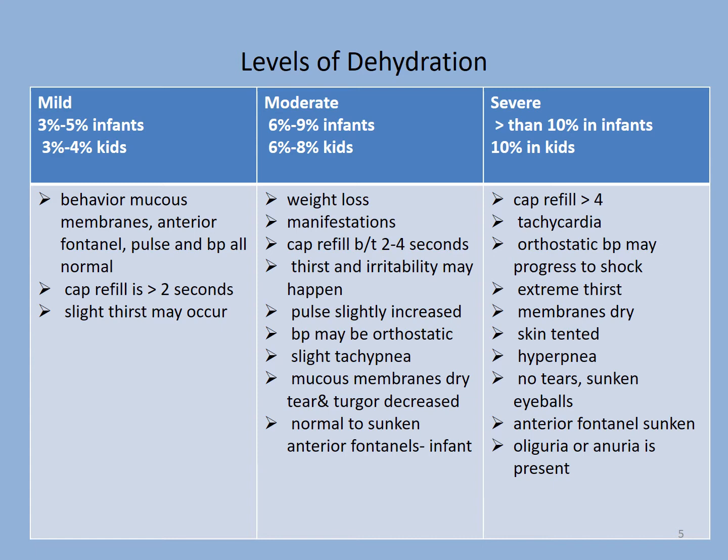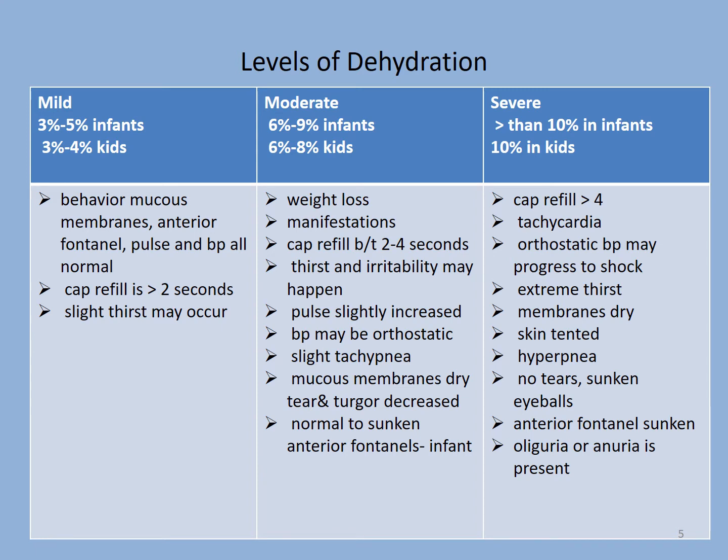These kids are not serious yet, and they can be told to go home and drink small, frequent amounts of fluids, no juices, and see how they're doing in 24 hours. A child who has moderate dehydration, for a child, it's 6 to 8%. For an infant, it's 6 to 9%. We're getting a little bit serious here. Depending on the behavior of the caregiver that brings them in, these kids could probably go home with some strict instructions.